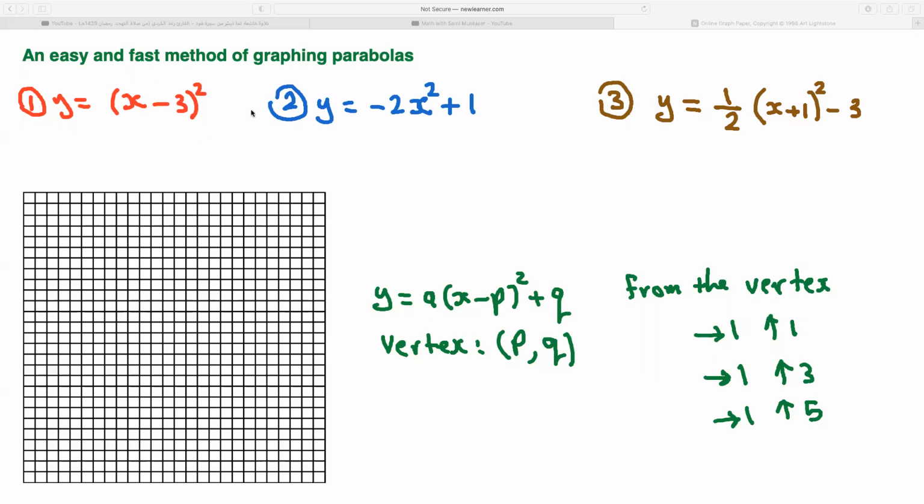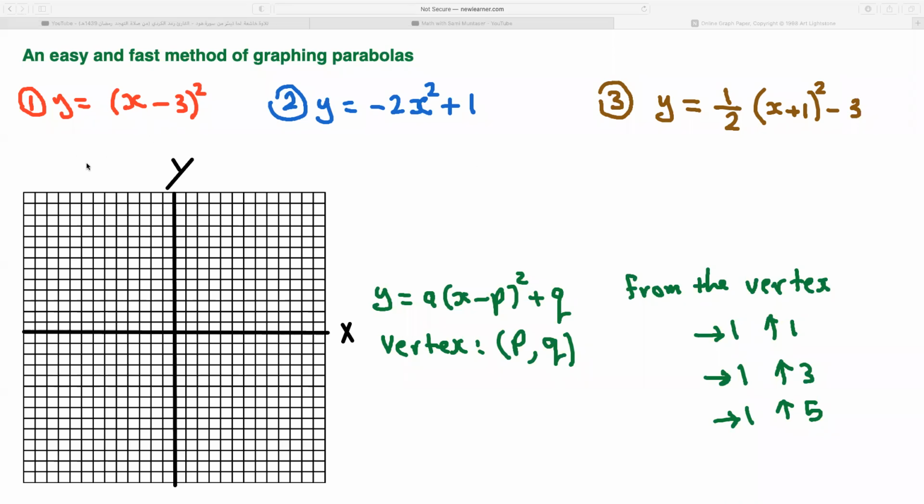An easy and fast method of graphing parabolas. The equation of a parabola in vertex form, and this is basically what you use. The vertex is P and Q. So to graph it, from the vertex we go out one, up one, and then out one, up three, and then out one, up five. I'm going to demonstrate that for you to see how it works.